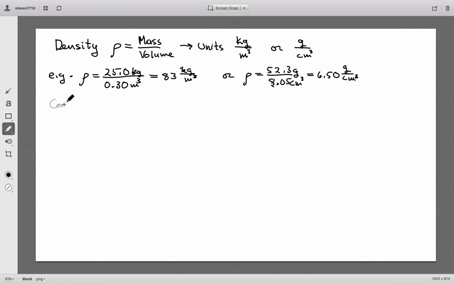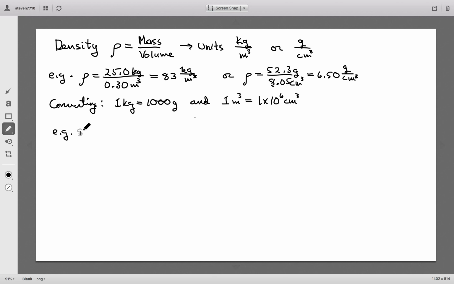Now, converting between the two, well, it's pretty straightforward, but the first thing we have to remember is that if we want to go between kilograms and grams, we remember this conversion. The definition of a kilogram is 1,000 grams. And we also need the conversion for the volume. So it's not obvious, but please trust me here. 1 cubic meter is actually 1,000,000, or 1 times 10 to the 6th cubic centimeters. So using these two conversions, we can go between values in kilogram per cubic meter to gram per cubic centimeter and vice versa.